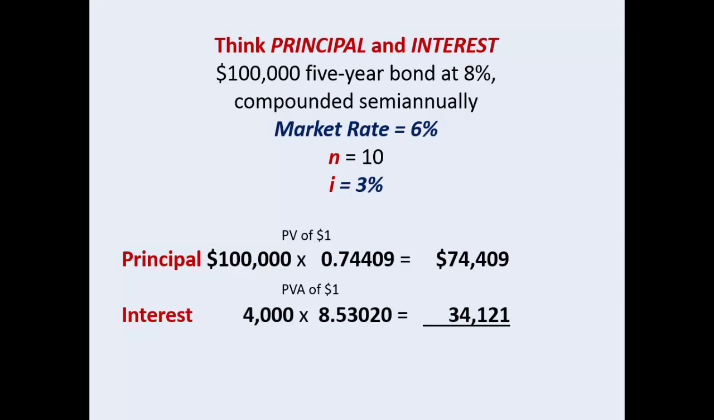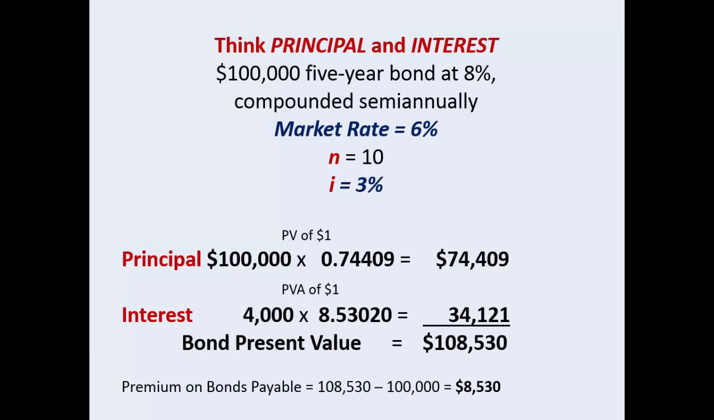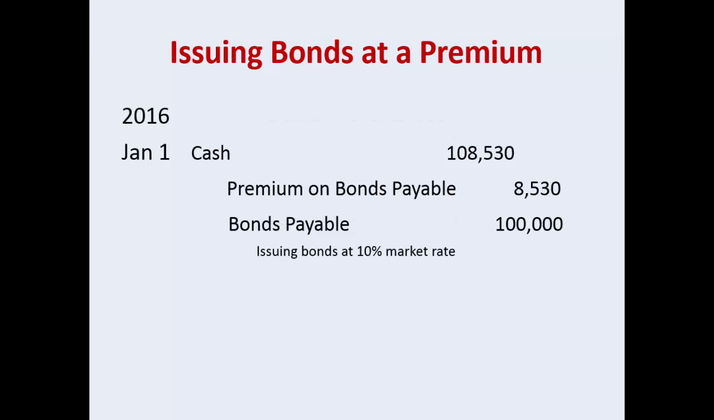The present value of 1 table is used for the principal. The present value of an ordinary annuity is used for the interest. For the bond present value, or the selling price, it's $108,530, sold at a premium. Remember, the contract determines N, market determines I. The initial issuance of the bond is recorded with a premium on bonds payable, that adjunct liability.